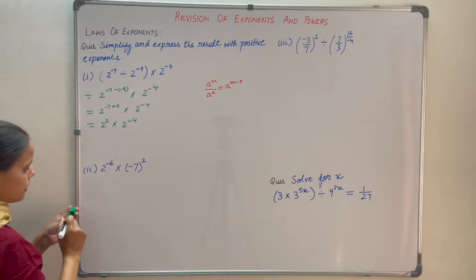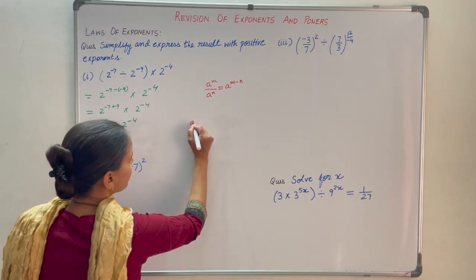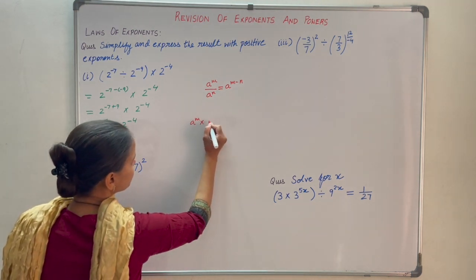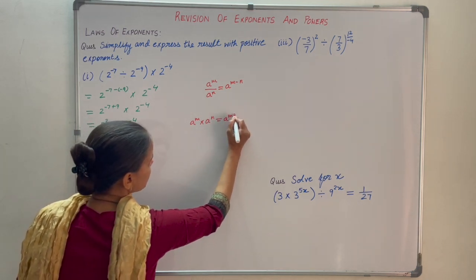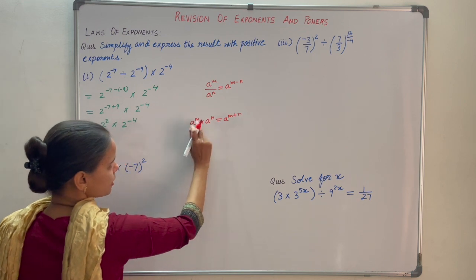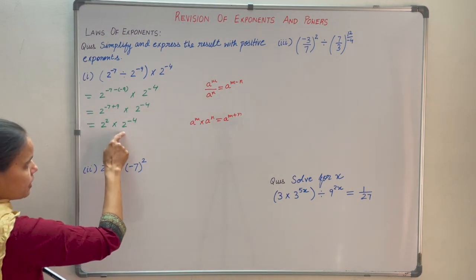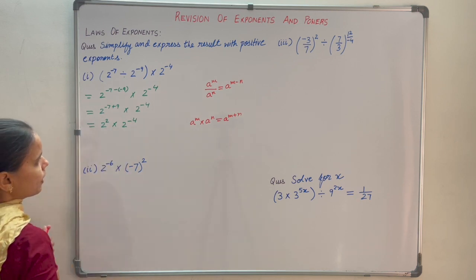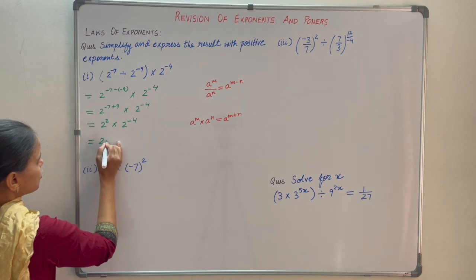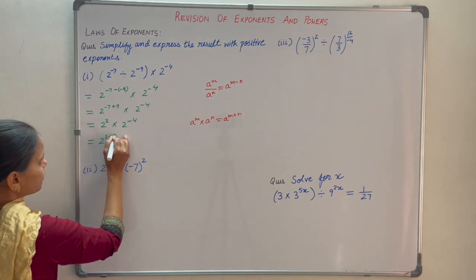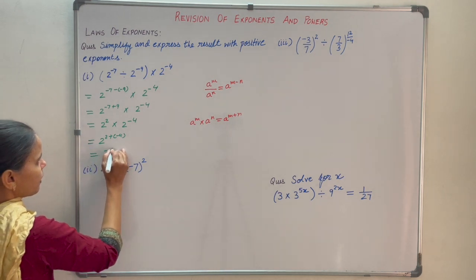Now the bases are same again. So we are going to use this law here: a raised to the power m into a raised to the power n is a raised to the power m plus n. The bases are same, powers are added up. So here the base is 2 and the powers are 2 and minus 4. So you have to add the powers. 2 raised to the power 2 plus of minus 4. So you get here 2 raised to the power minus 2.